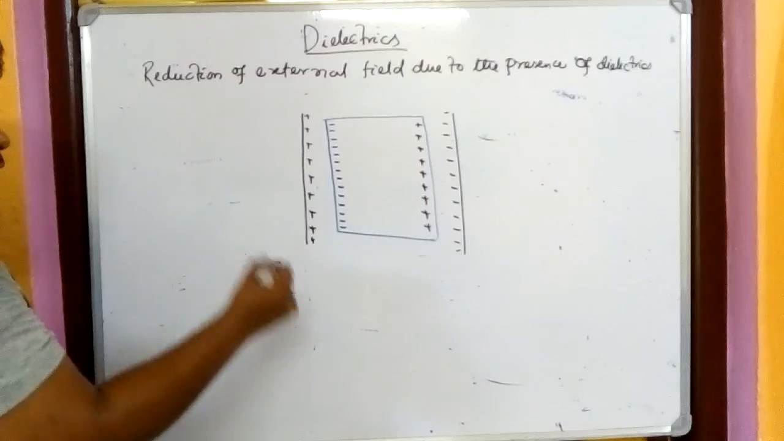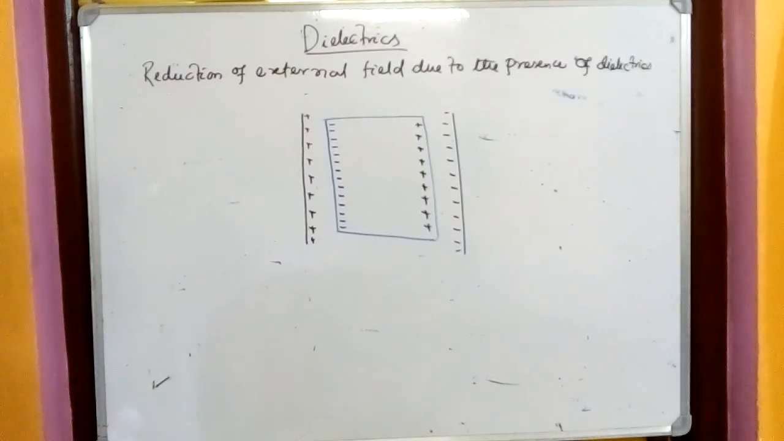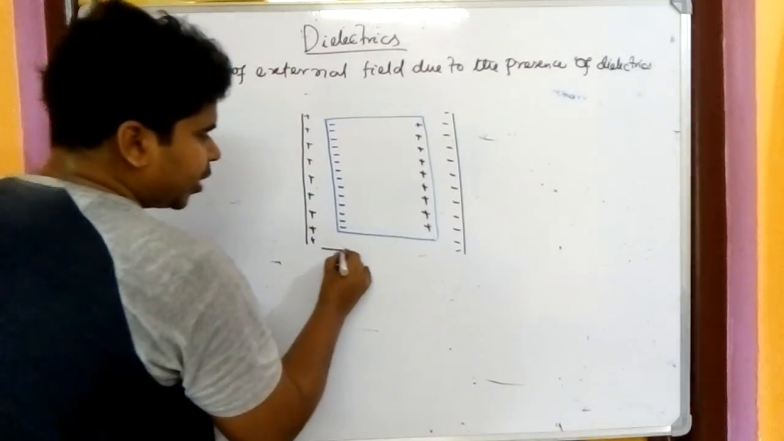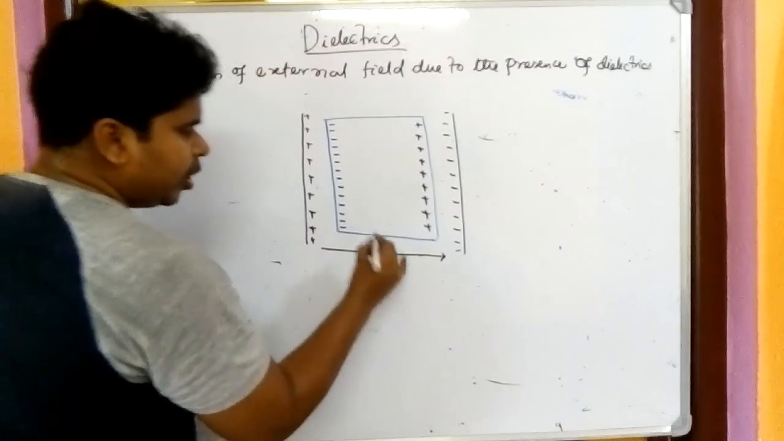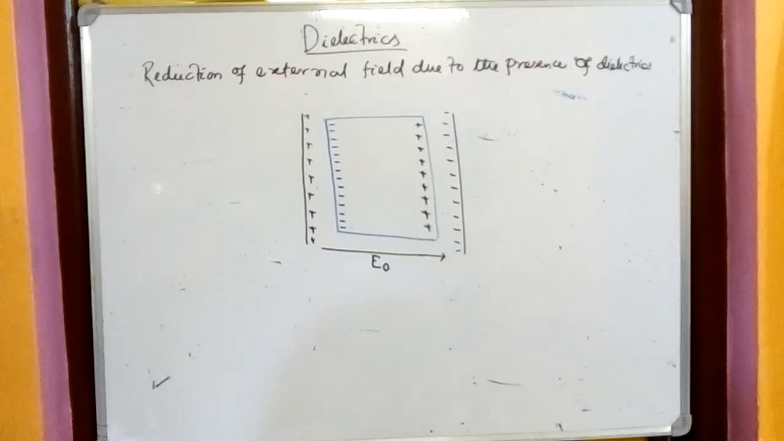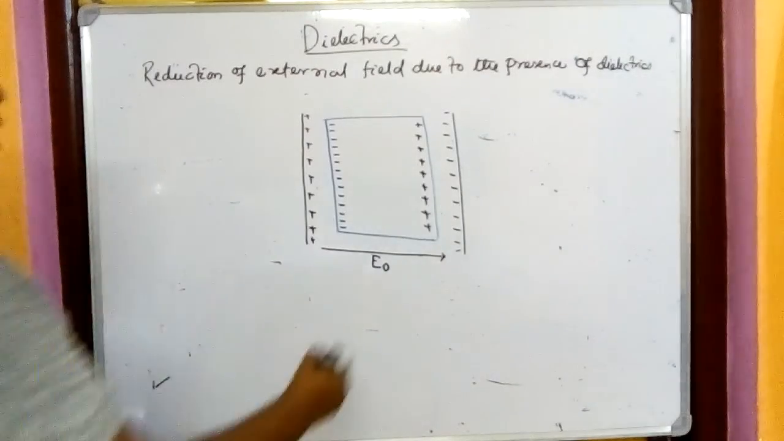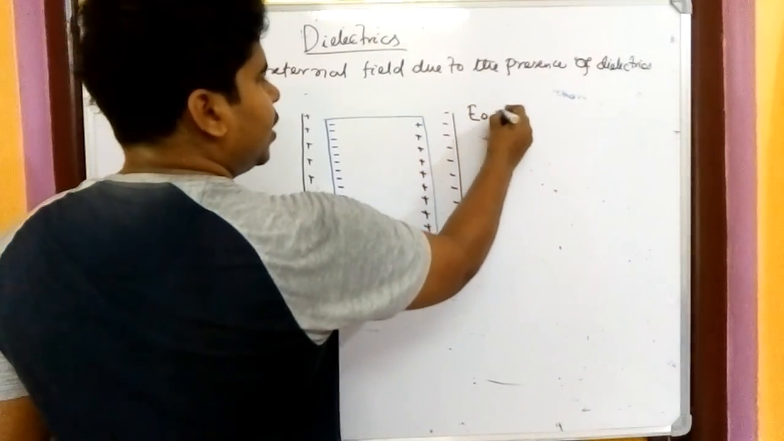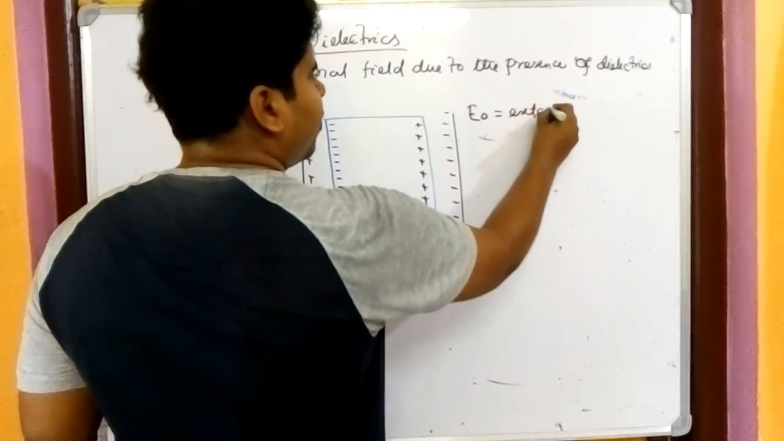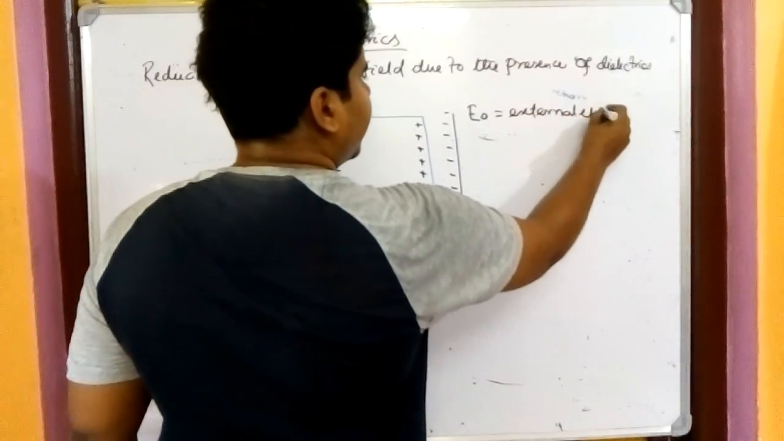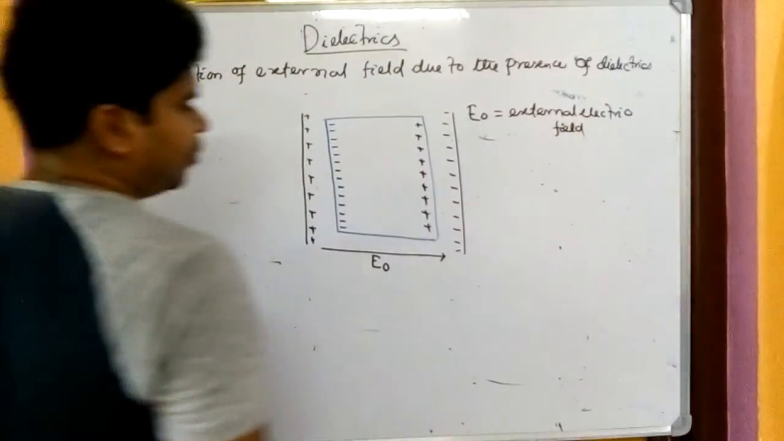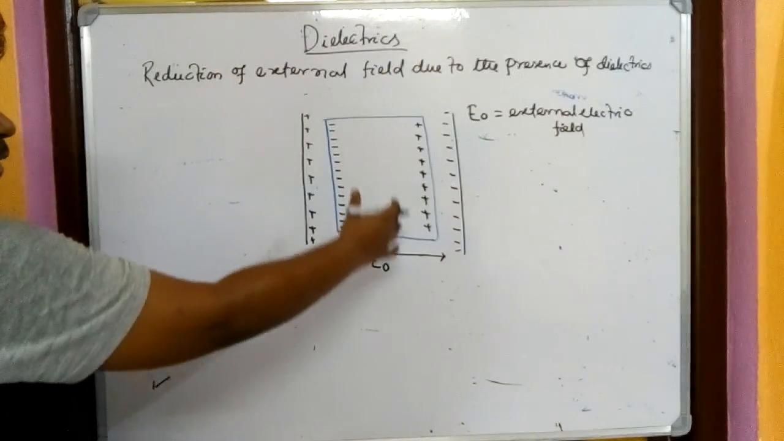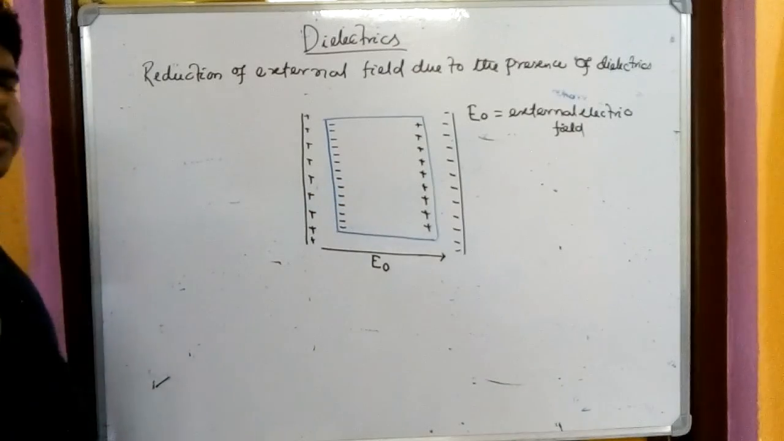Okay. If I am talking about the direction of electric field, we know the direction of the external electric field is denoted by E0. So we can mention that E0 is the external electric field. Okay, and due to it, what polarization has occurred?